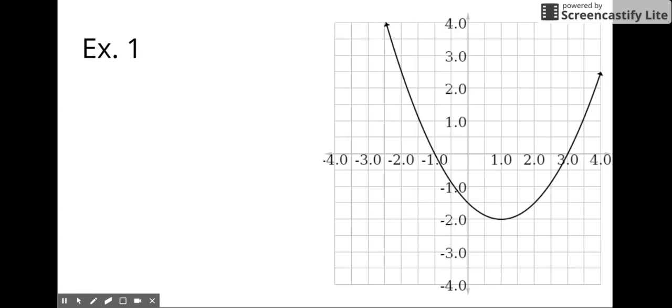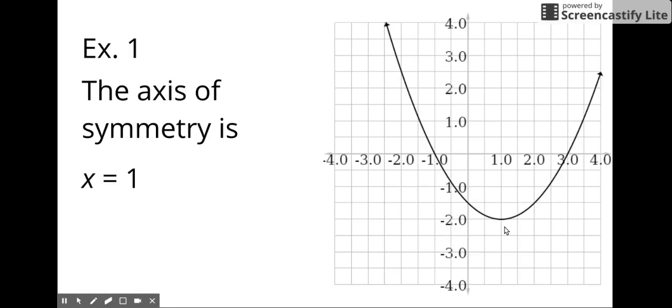One is to find your vertex. And so here we find our vertex right here at (1, -2), which means the axis of symmetry is x equals 1. You might also think about where your solutions are, the roots, x-intercepts.